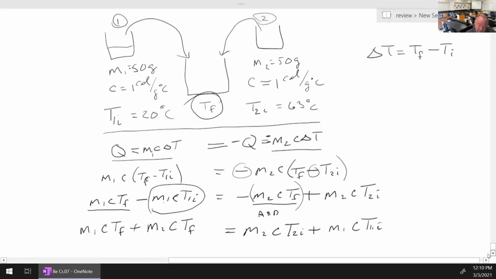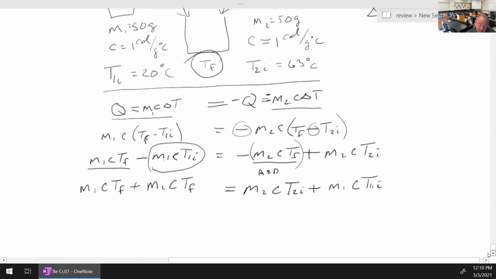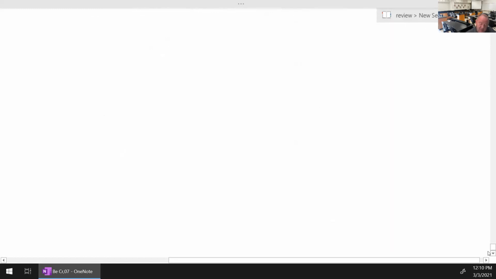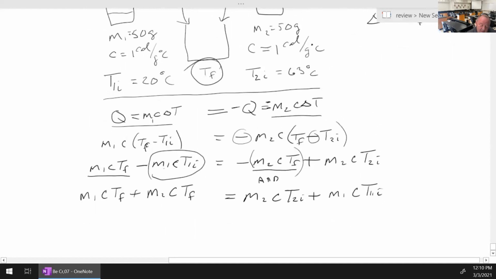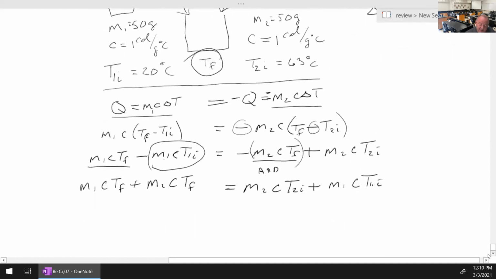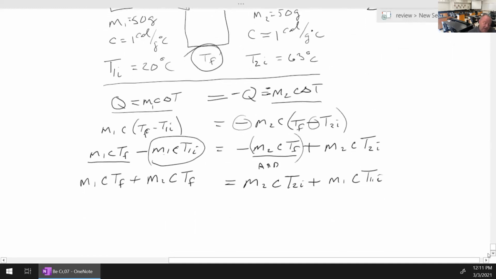Okay, I need a little more space here. Whoops, not too far. I'm still getting accustomed to this thing. All right, so look at the left. We can combine these and say that this is TF multiplied by (M1C plus M2C).